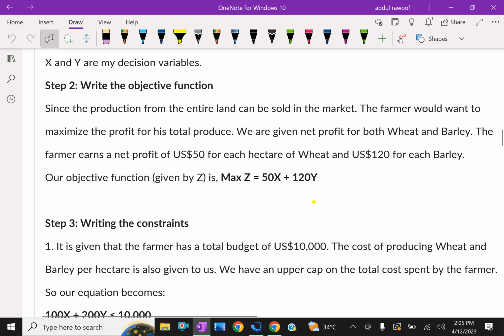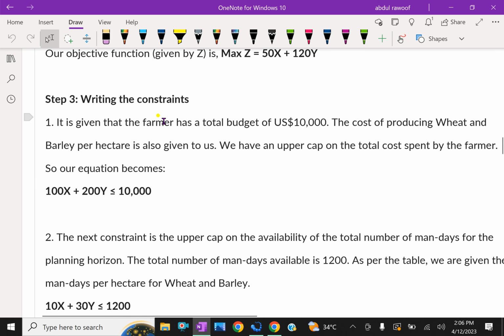Now writing the constraints. It is given that the farmer has a total budget of $10,000, which is a constraint. The cost of producing wheat and barley per hectare is also given to us. We have an upper cap on the total cost spent by the farmer. So the constraint equation becomes 100x plus 200y less than or equal to $10,000.